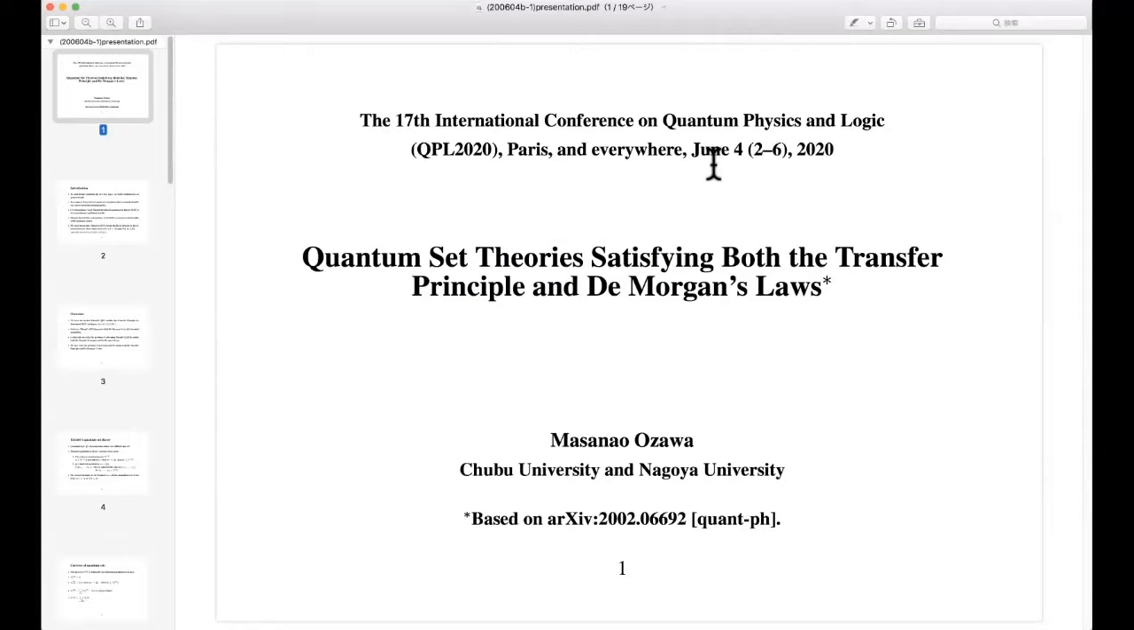Now I'll start my talk about quantum set theories satisfying both the transfer principle and De Morgan's laws. It's based on this preprint.